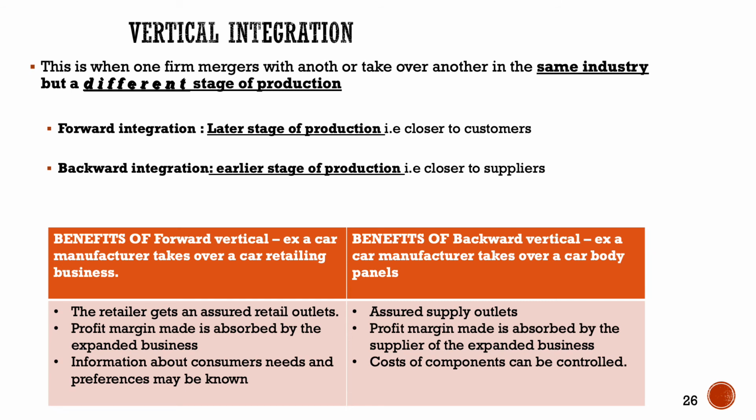So let us now have a look at the benefits of forward vertical integration. For example, a car manufacturer takes over a car retailing business. So the advantages would be: the manufacturer gets assured retail outlets, profit margin made is absorbed by the expanded business, and information about consumers' needs and preferences may be known. The benefits of backward vertical integration. Again, for example, a car manufacturer takes over a car body panel supplier. There is an assured supply outlet. Profit margin made is absorbed by the supplier of the expanded business, and the cost of components can be controlled.